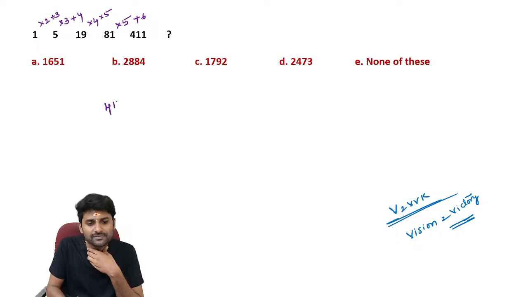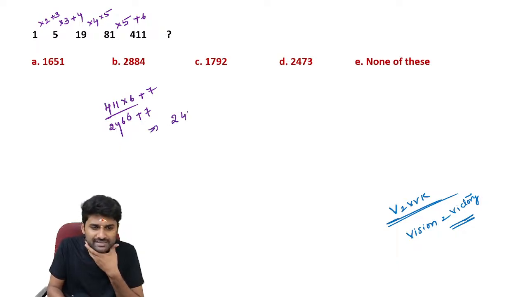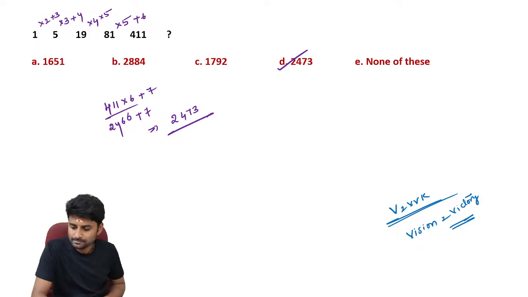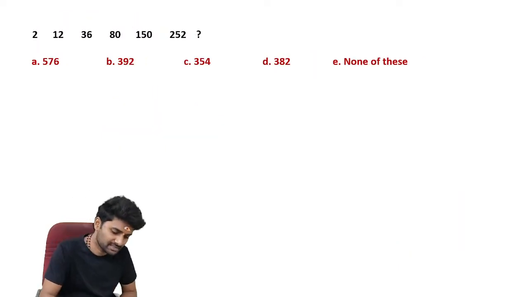So according to the sequence, 411 is multiplied by 6 and the next number should be added. So here 6 times 411 is 2466, plus 7 is equal to 2473, which is the right answer. D is the correct one. Next.